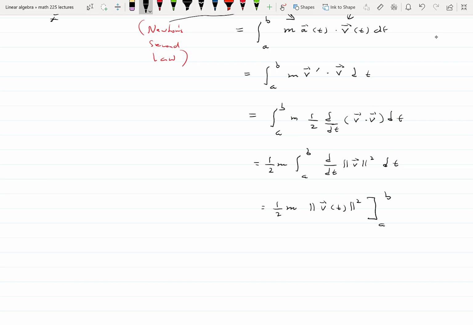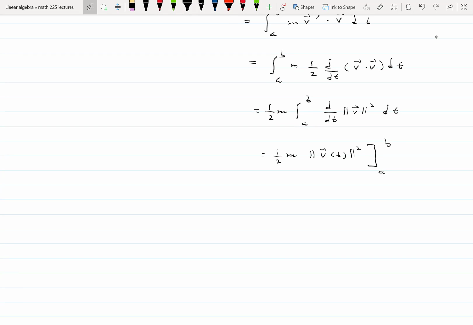a to b. And here, next step is our amazing result. It's absolutely amazing. Put in the upper and lower limits of integration. This is 1/2 m times the magnitude of v of b squared. Those of you who had physics, what are these quantities? Minus 1/2 m magnitude of v at a squared.